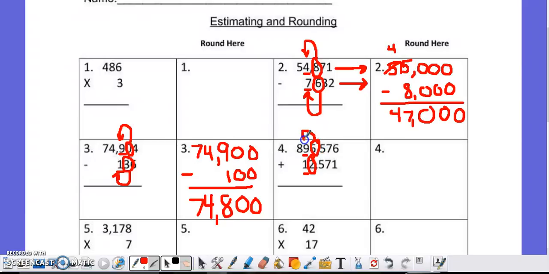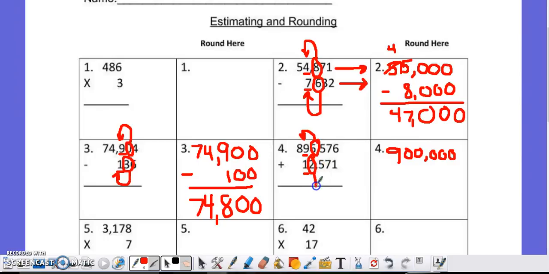This number is a 5 or above, so I'm going to give this 9 a shove, which actually shoves this 8 to a 9. That's because when I change this 9 to a 10, it's going to bump this 8 to a 9, and then everything else will become a 0, making this problem very friendly.